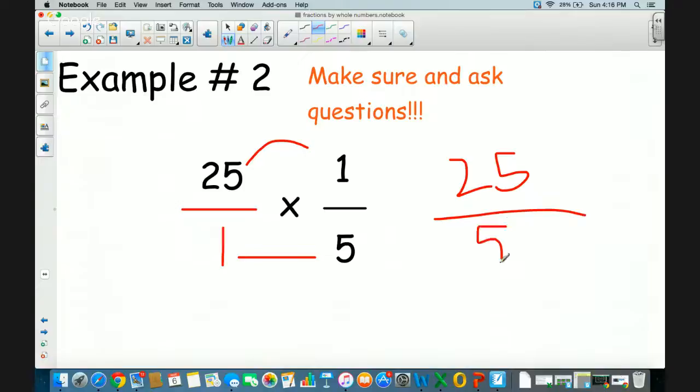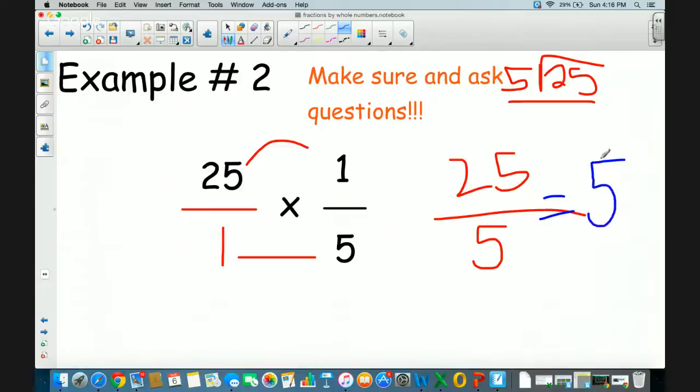Okay? Everybody raise your hand if you could tell the sub what we're going to change that improper fraction into. All improper fractions will turn into mixed numbers. So 25 divided by 5. Now what does 25 divided by 5 equal? 5 goes into 25 5 times. So my final answer is just 5. Okay, next.